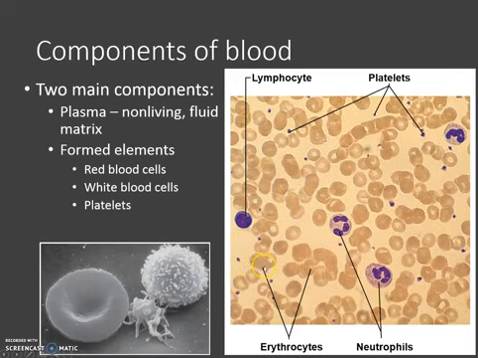The cells include erythrocytes, which are the red blood cells, leukocytes, which are the white blood cells, and neutrophils and lymphocytes are just types of leukocytes or white blood cells. And then platelets are little cellular fragments that are involved in blood clotting.